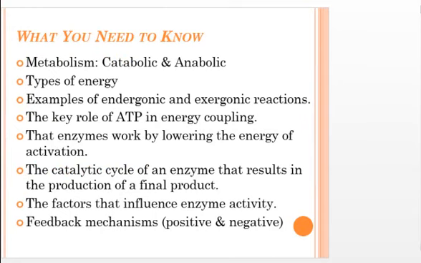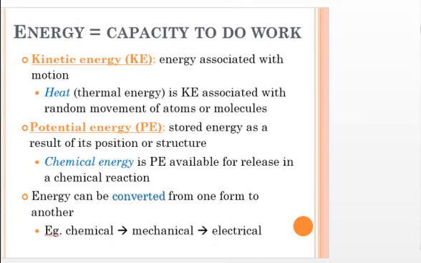One of the other key things that you need to know are the different types of energy. So different types of energy when we're talking about biological systems are kinetic energy and potential energy. So kinetic energy, if you think about kinetic, that means motion or movement. Kinetic energy, which is abbreviated KE, is associated with motion. Now heat, which is basically composed of thermal energy, is a type of kinetic energy, and that's associated with random movement of molecules. And heat is a very common type of energy that's associated with living things, and we'll be looking at that in a little bit.